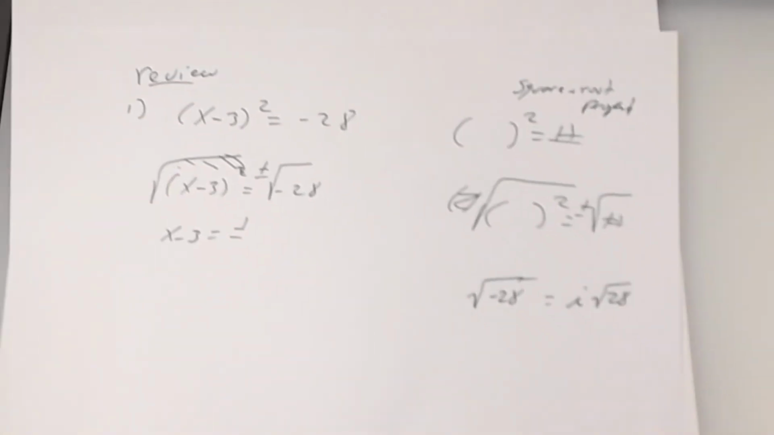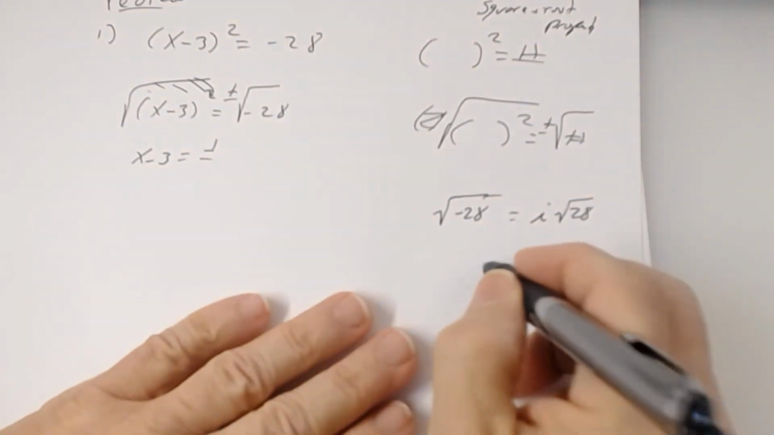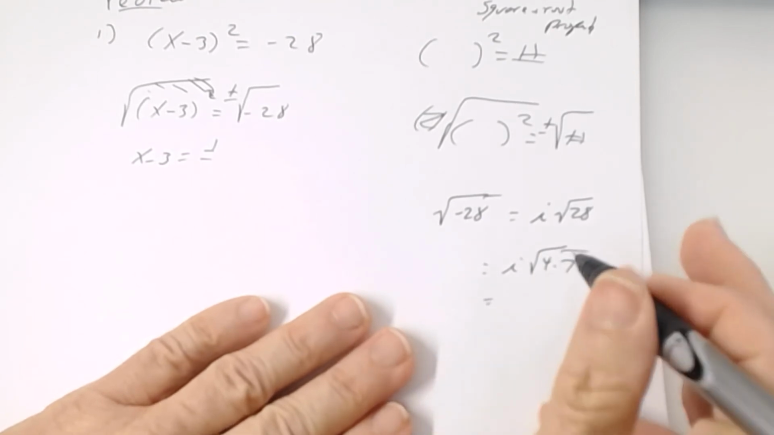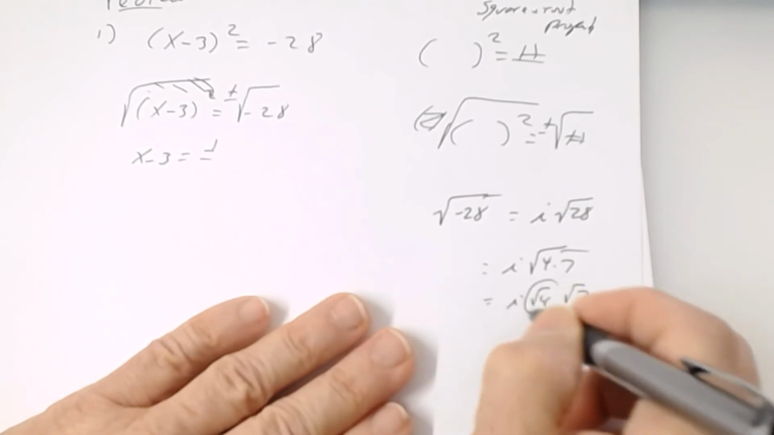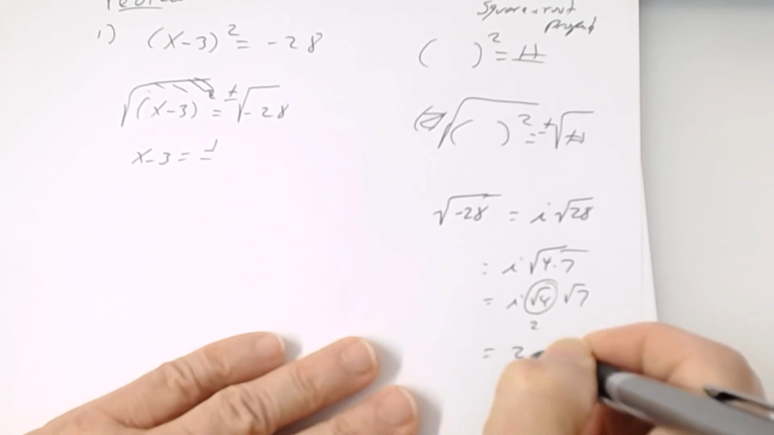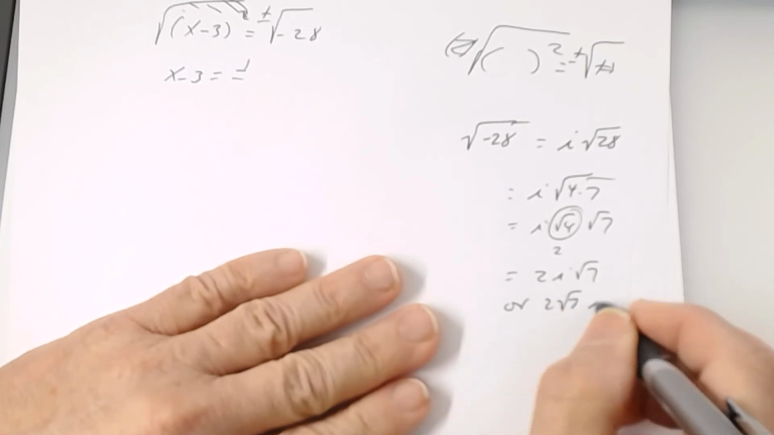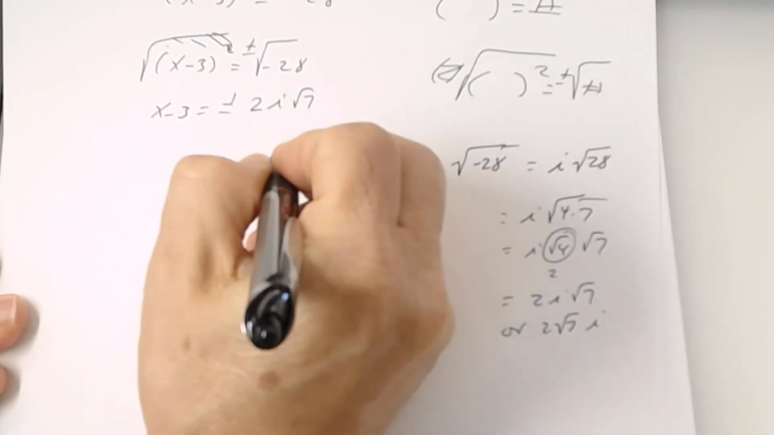But then you have to ask yourself, can I simplify the square root of 28? Yes, because what perfect square goes into 28? 4. Isn't 28 4 times 7? So this is going to be i times the square root of 4 times 7. You can do these steps or skip some, but that would be i times the square root of 4 times the square root of 7. And what's the square root of 4? 2. So this becomes 2i square root of 7. Or if you want to, you can write it as 2 square root of 7 and then times i. Okay. So this becomes 2i square root of 7, right?